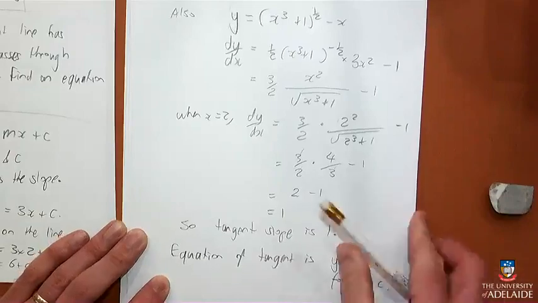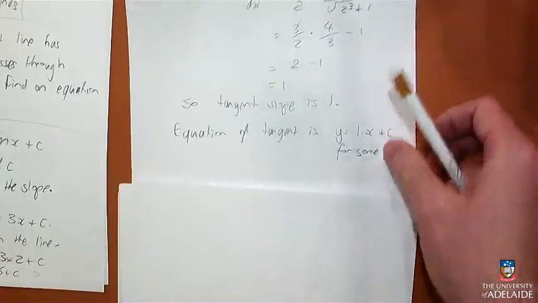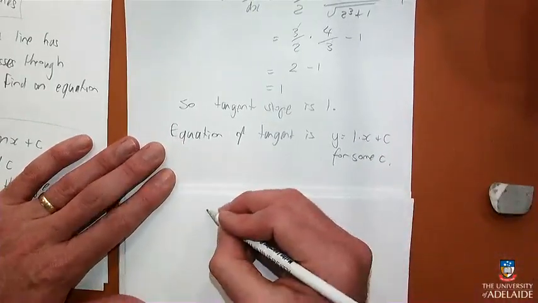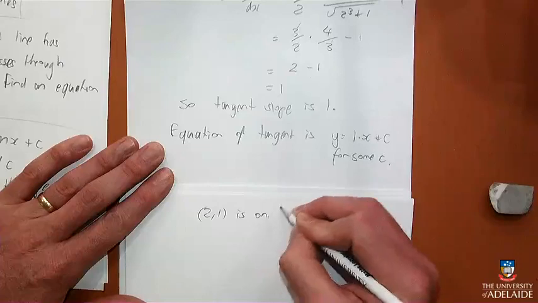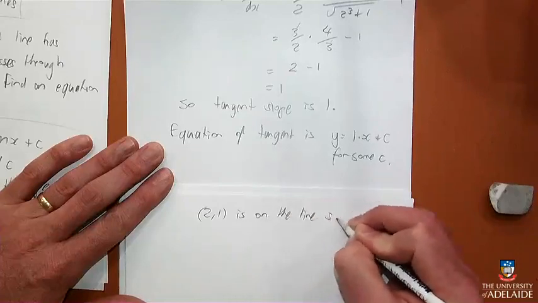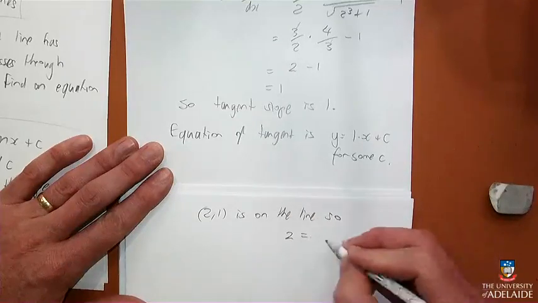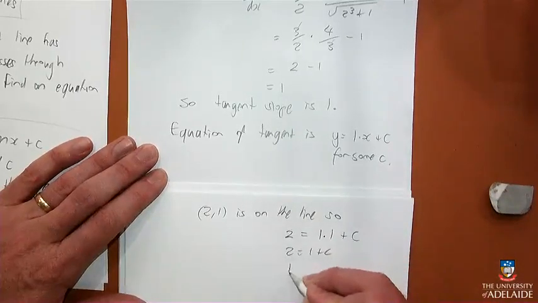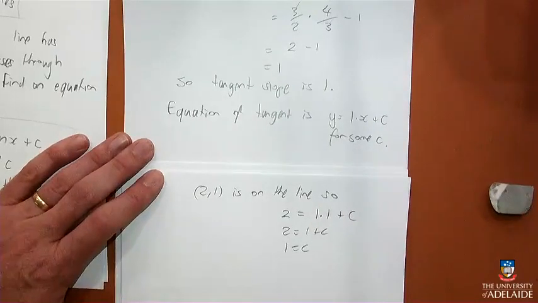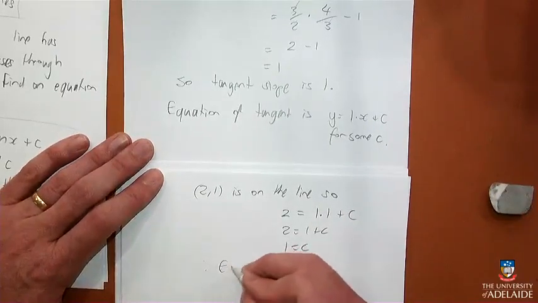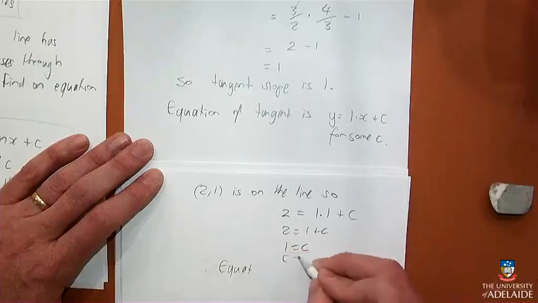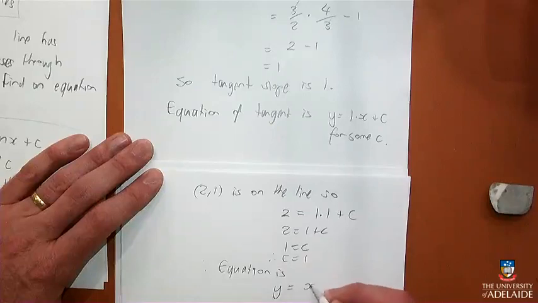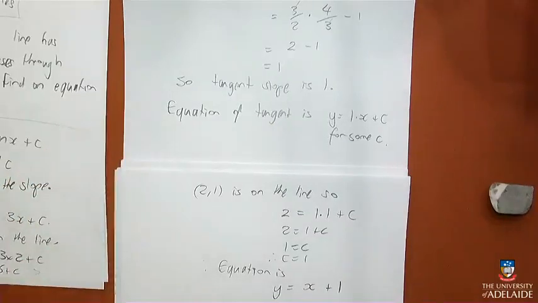for some c. And because the point (2, 1) passes through this, so we can say (2, 1) is on a line. So when y is 2, the x is 1. And so we get 2 equals 1 plus c, so 1 equals c. So c is 1. And so therefore the equation is, I should finish that off. The equation is y equals 1x plus c. So it's x plus 1.